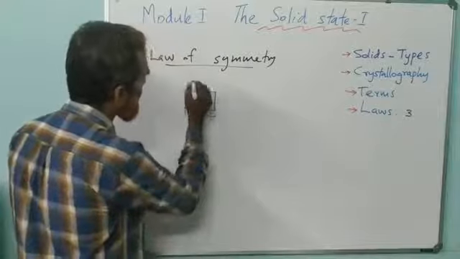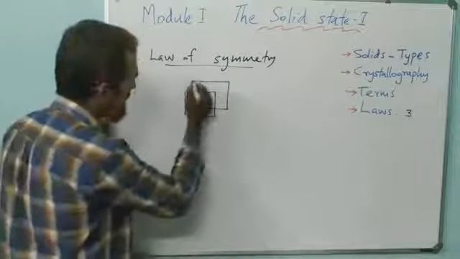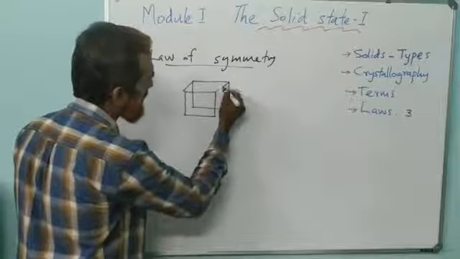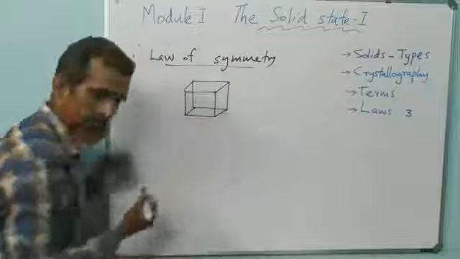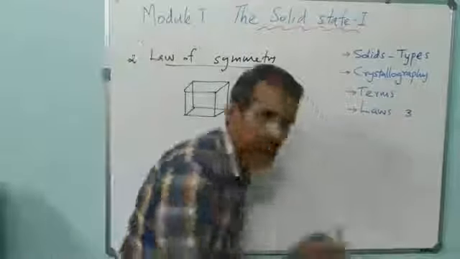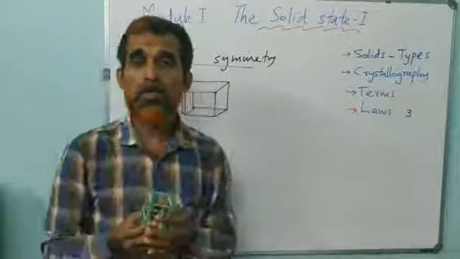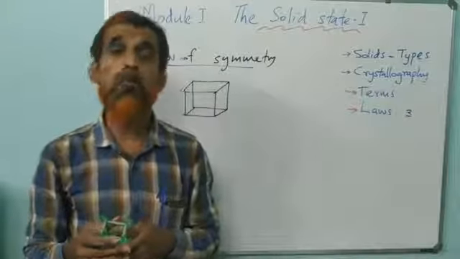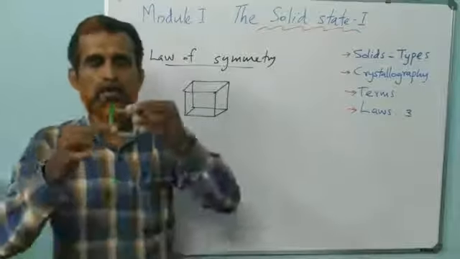See, this is how we draw a cube in a flash: drawing two squares displaced and joining the corners. You know that. And this is a model. Most of the crystals are cubic, or we are more concerned with cubic crystals in our discussion in the syllabus.